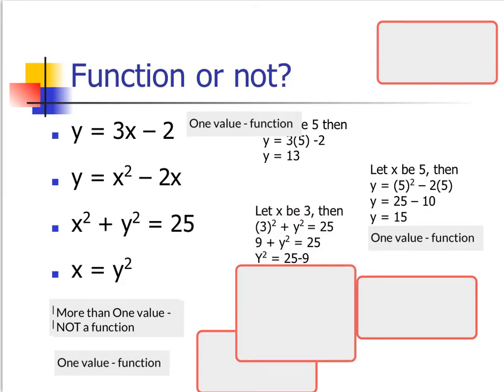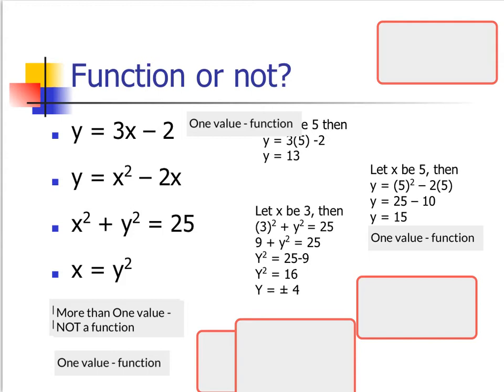In the third one, I've got x squared plus y squared equals 25, and again, I'm going to put in a value for x of 3, and I'll solve for y. So you'll notice as I get down to the end, I end up with y squared equals 16, and when I take the square root of y squared, I get plus or minus 4. So this has more than one value and therefore is not a function.